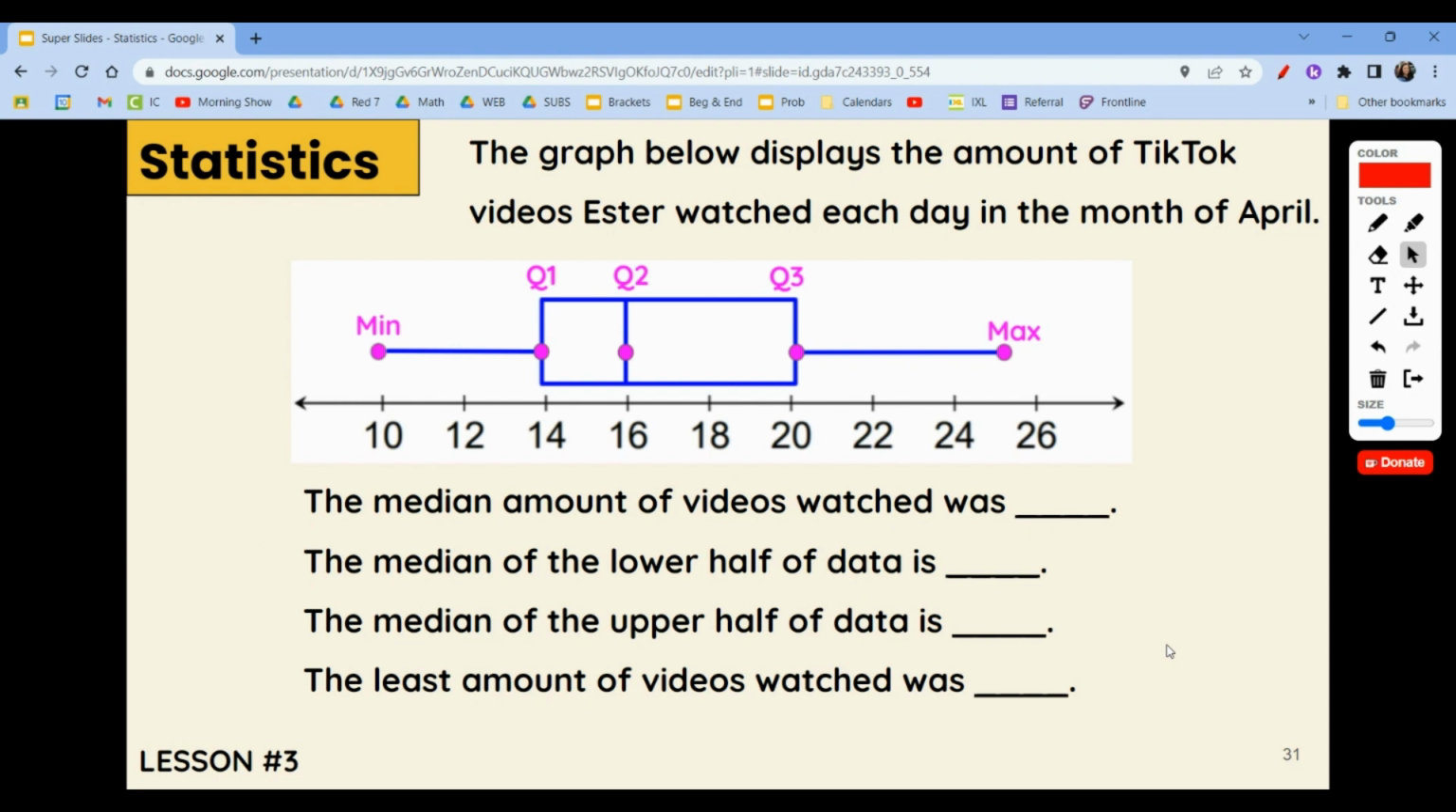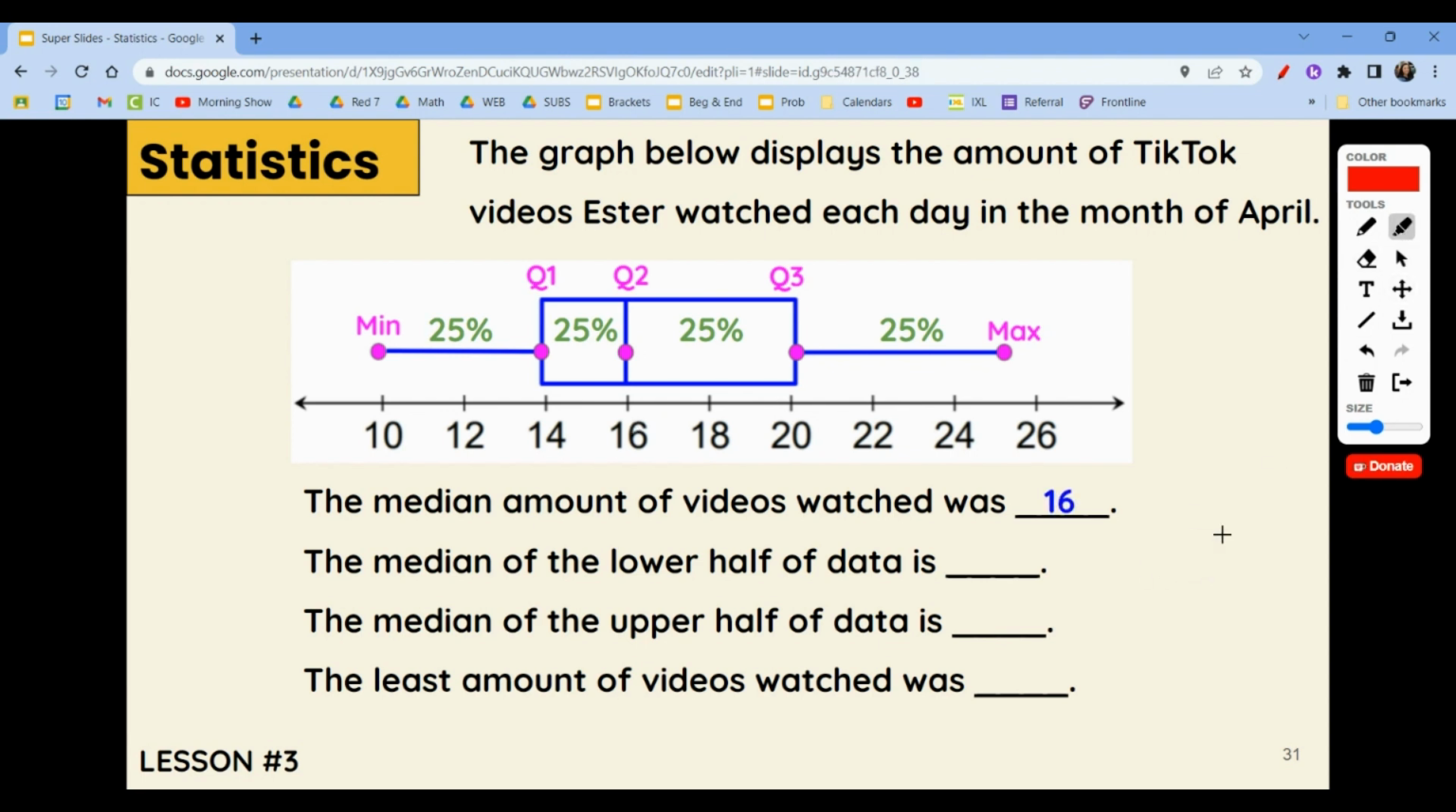The graph below displays the amount of TikTok videos Esther watched each day in the month of April. Please label the whiskers 25%. This section of the box is 25%. This section of the box is 25%. And this upper whisker is 25%. The median amount of videos watched was, the median is always the line that goes through the box plot. In this case, it's at 16.